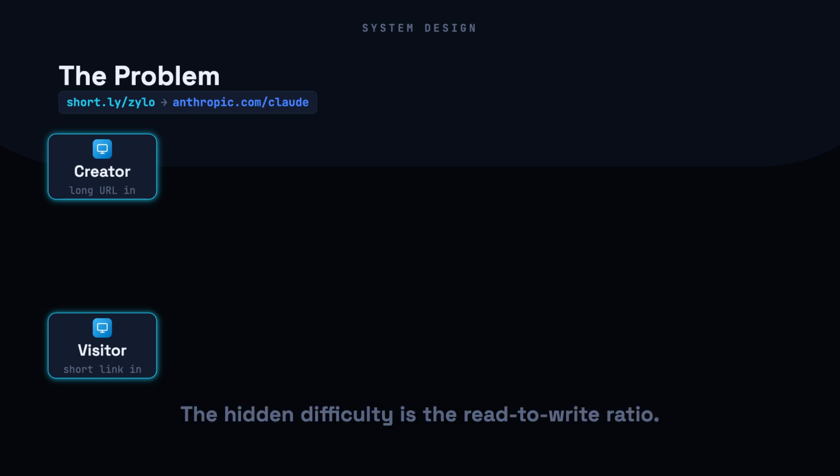The hidden difficulty is the read-to-write ratio. For every person who creates a short link, there might be 100 or 1,000 people clicking it, so the system has to be aggressively read-optimized from the very start.